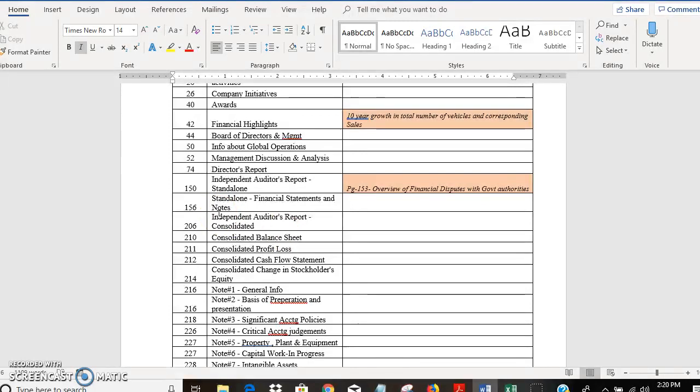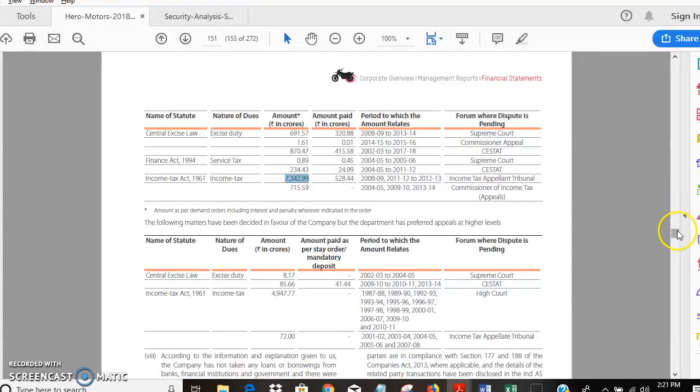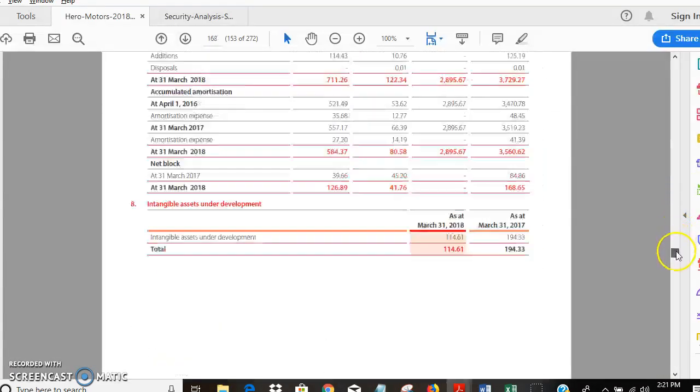So here, page 210 has the balance sheet, then the profit and loss statement, cash flow, and stockholders' equity. Those four are the important statements that one needs to look at. Okay, so page 210. Let's look at that. Okay, so let's go there.